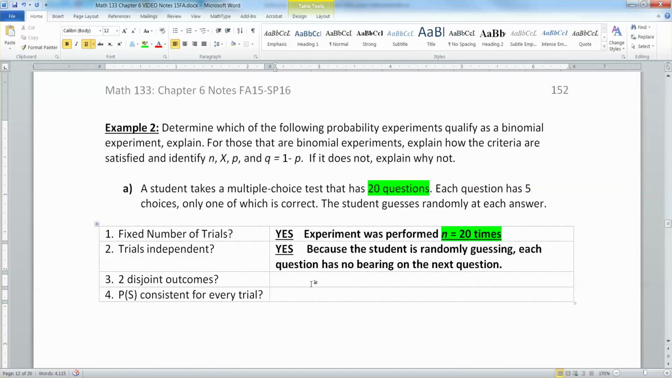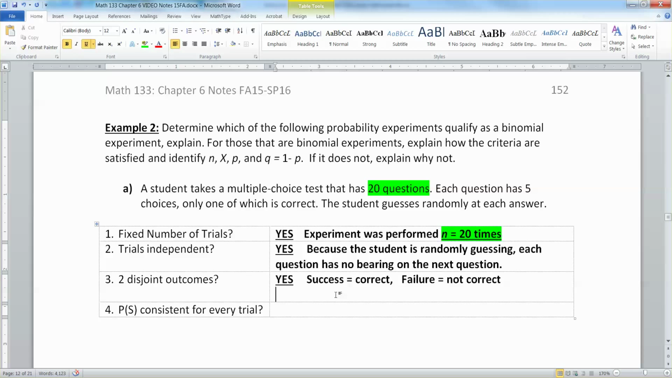I just typed up the rest of these while I had a chance. So let's look at 2 disjoint outcomes. Do we have that? The answer is absolutely yes, we do, right? We have 2 disjoint outcomes. Now we have to say what they are. It's not enough just to say yes. You have to actually state what they are. So for us in taking a test, it's kind of obvious. Success would be getting the question correct, and failure would be not getting the question correct.